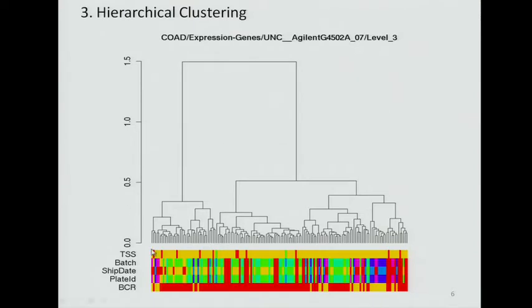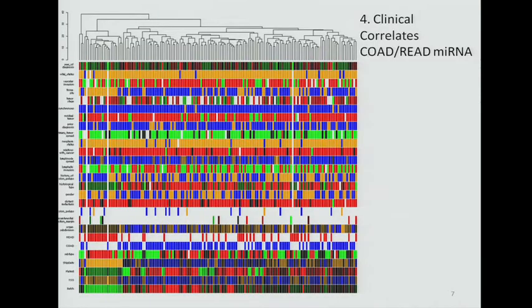We've annotated hierarchical clustering with tissue source site, batch ID, ship date, plate ID, and BCR, among other variables. So these are some of the variables that we are studying it by. And then we have the clinical correlates. So these clinical correlates, if you have, for example, in this case, we have the colorectal data.